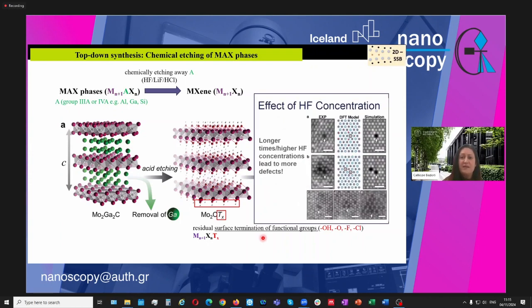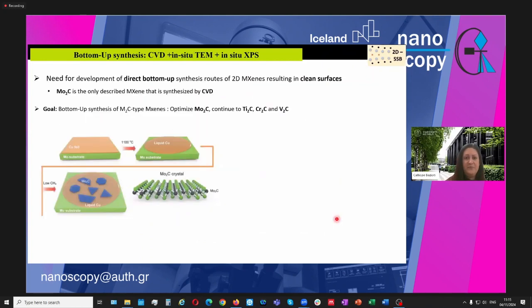And of course, the long chemical etching process and the high HF concentrations result in deterioration of the crystalline quality of the material by introducing many defects. So what is needed currently is to achieve direct bottom-up synthesis routes, so we can have MXenes with clean surfaces without these surface termination groups and of better crystalline quality.